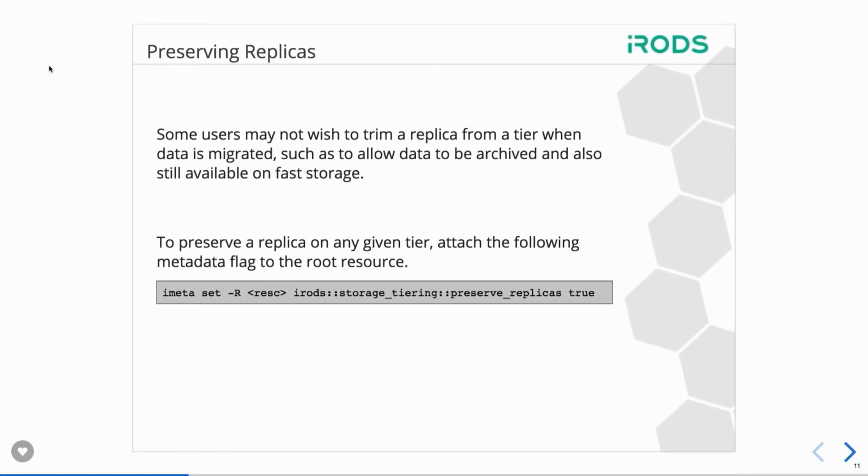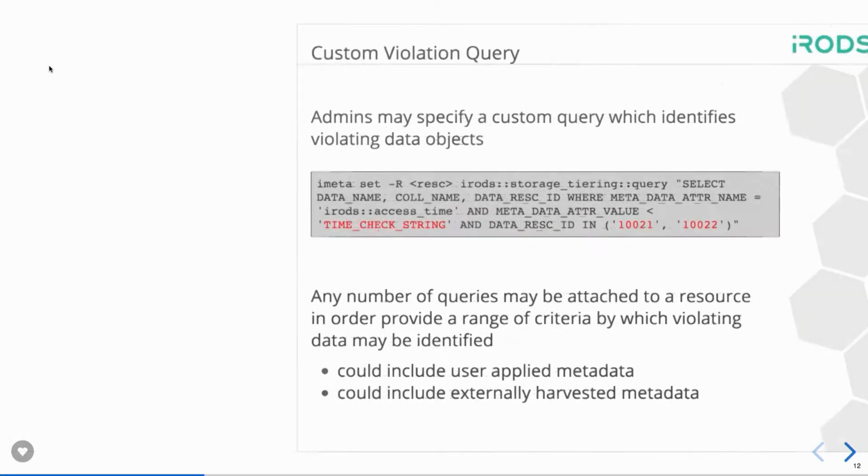Also, we can preserve replicas. When we're tiering data, we typically will trim the data from the previous tier. Well, we can simply flag a tier and say, please don't do that, because maybe in your use case, you're going to want that data to age out and go to archive, but we're just going to keep a replica here for analysis, and then if we want to delete that data or trim that replica, we can go ahead and do that ourselves. So we can turn that on or off with a flag as well.